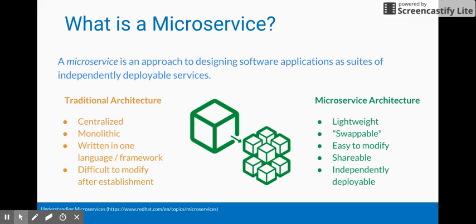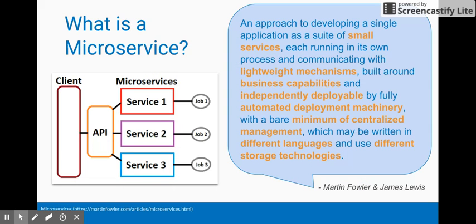In contrast, microservices are lightweight, they are swappable, they are easy to modify, and they share across different platforms, and they are independently deployable. Martin Fowler and James Lewis summarized the microservice architecture as an approach to developing a single application as a suite of small services, each running its own process and communicating with lightweight mechanisms built around business capabilities and independently deployable by fully automated deployment machinery, with a bare minimum of centralized management which may be written in different languages and use different storage technologies.